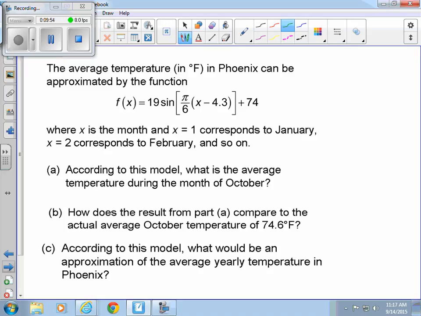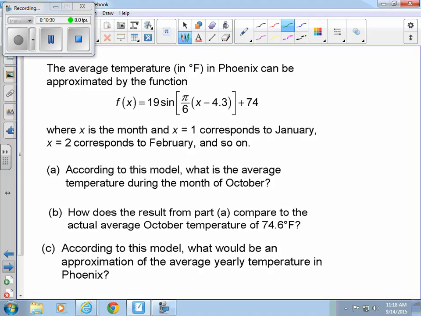So, here's our first example. Luckily, they give us the function for us, so we're kind of easing into this stuff. The average temperature in degrees Fahrenheit in Phoenix can be modeled by this trig function. Someone tell me why yearly temperature would be modeled by a trig function. It fluctuates. Fluctuates, but what happens next year? It stays about the same as this year, right? It kind of repeats the same average temperature cycle.